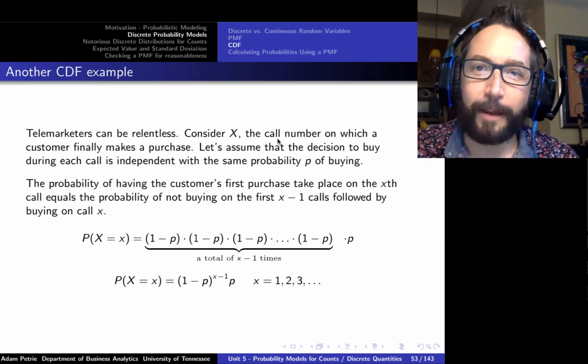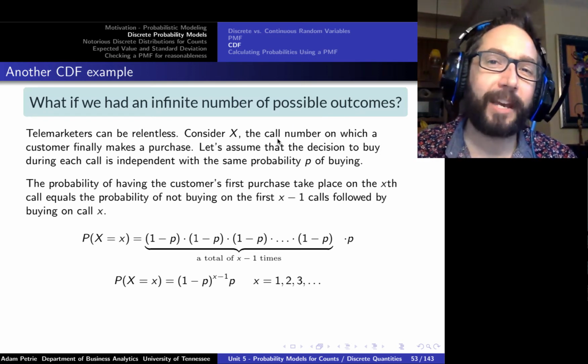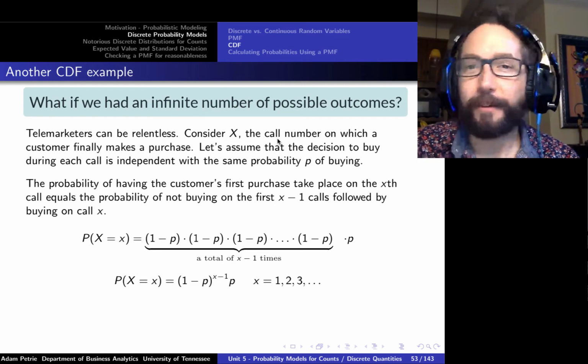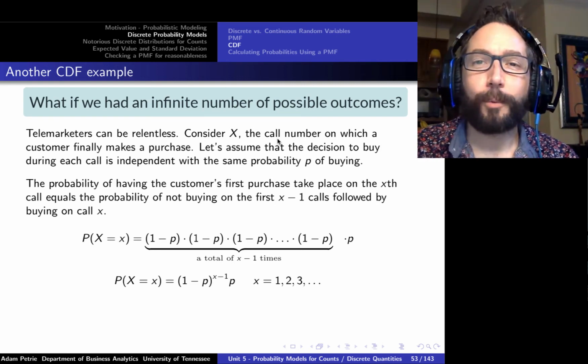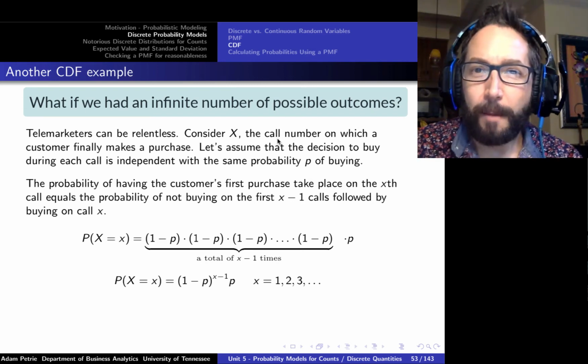So here's another example that is going to stretch a little bit of our mathematical thinking. The 4-top example is nice because we had very few possible outcomes, so we were able to make a quick table to describe the PMF and the CDF. But what about this case?